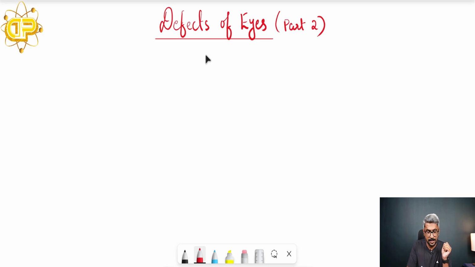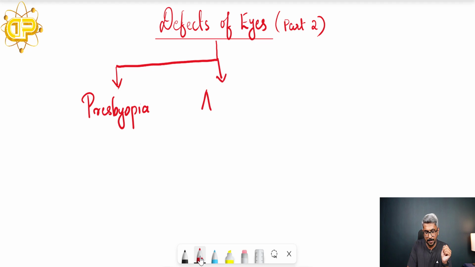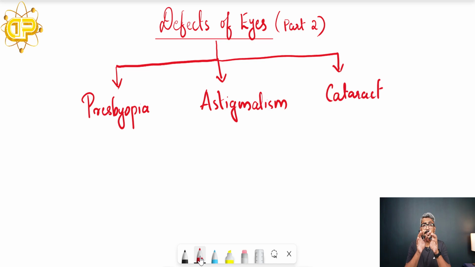And here in this session we are going to study about three major defects, and that is presbyopia. And the second one is astigmatism. And the third one is cataracts. So these are the three defects that we are going to study today, and how we can correct all these three defects. So first we are going directly to the first defect, that is presbyopia.